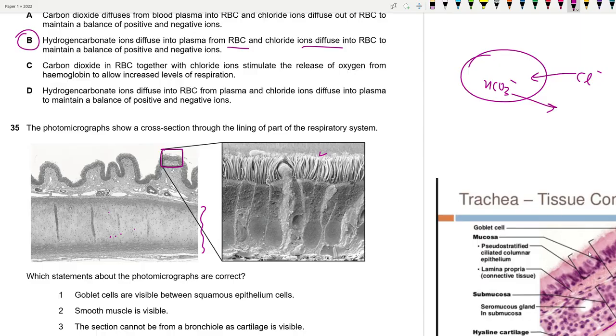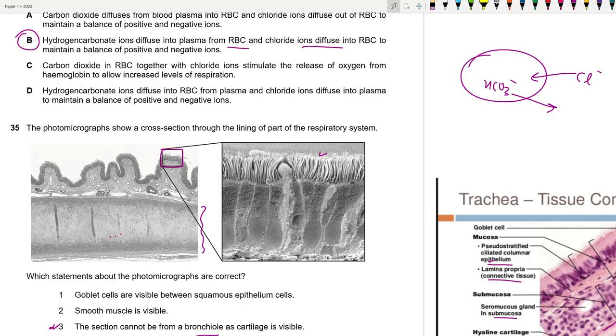So we have the mucosa, which contains the lining epithelium, connective tissue. We have the submucosa, which has some glands just below. So it can be a bronchial because cartilage is only present in the trachea and bronchus. Okay, trachea and bronchus. So basically 3 is correct. This is a correct fact. I'm gonna go for 3.